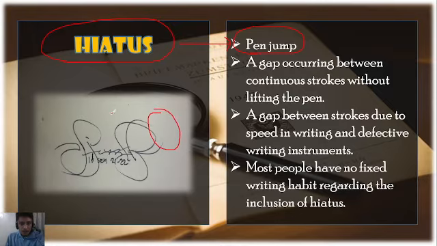Mapapansin niyo sa signature na ito, the person who possesses this signature wrote it in a fast way. Kung mapapansin niyo, there is a very slight line. This is not caused by lifting the pen, but by the speed, or writing too fast. This is what we refer to as pen jump. Meron din tayo dito, pen jump. So that is what we call hiatus.